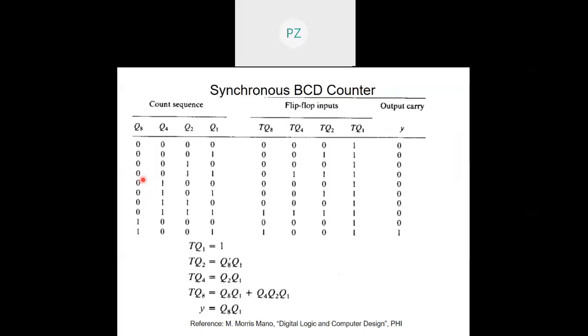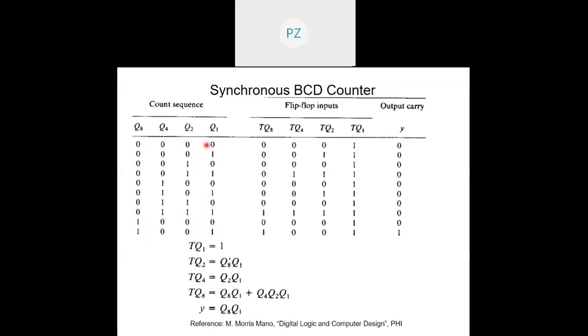Okay. Next, we are going to go to synchronous BCD counter. We have seen ripple BCD counter earlier. In the previous lecture, we have seen a ripple or the asynchronous BCD counter. And I told you that BCD counter, decade counter, decimal counter, it all means the same thing. In that case, the count sequence is 0000, 0001, 0010, 0011, 0100, 0101, 0110, 0111, 1000, 1001, and then back to 0. So it is basically a modulo 10 counter. So anything, BCD counter, modulo 10 counter, or decade counter, decimal counter, it all amounts to saying the same thing.